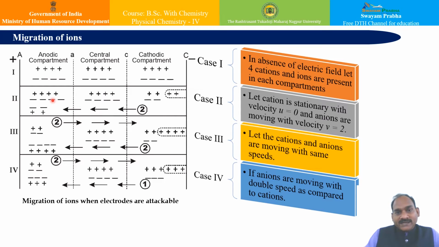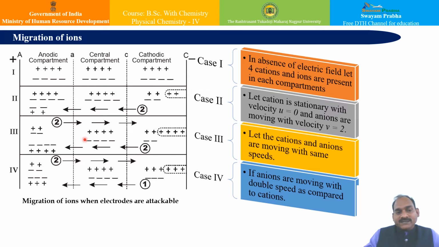Herein we can see that the two excess cations are discharged at the cathode. And the two excess anions attack the silver electrode and take out two silver ions from the electrode. Hence, the concentration of the anode compartment increases by 2 units, while that of the cathode compartment decreases by 2 units. You can see here the concentration of the anode compartment and the concentration of the cathode compartment. So it has been increased by 2 units.